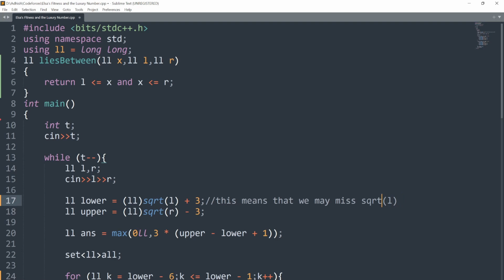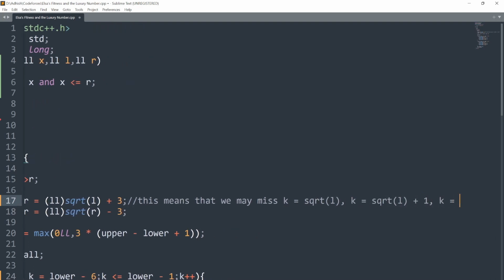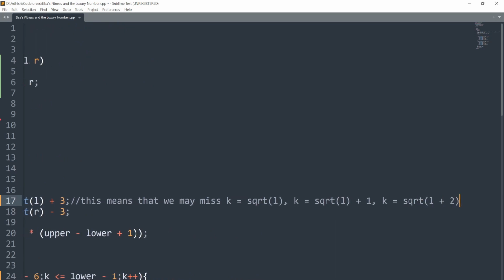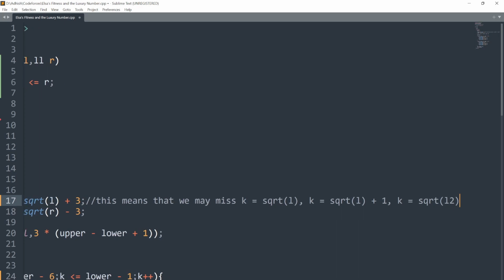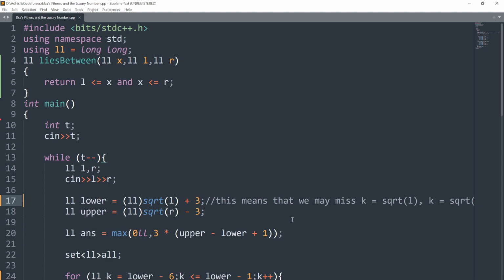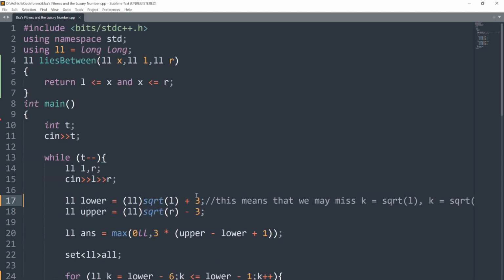We may miss k is square root of L, and k is square root of L plus 1, k is square root of L plus 2. We may miss some of these values of k. We are taking only the values of k which are above square root of L plus 3. So that's why we need to iterate for all values from square root of L minus 3 to square root of L minus 1. So basically lower minus 6 till less than lower.